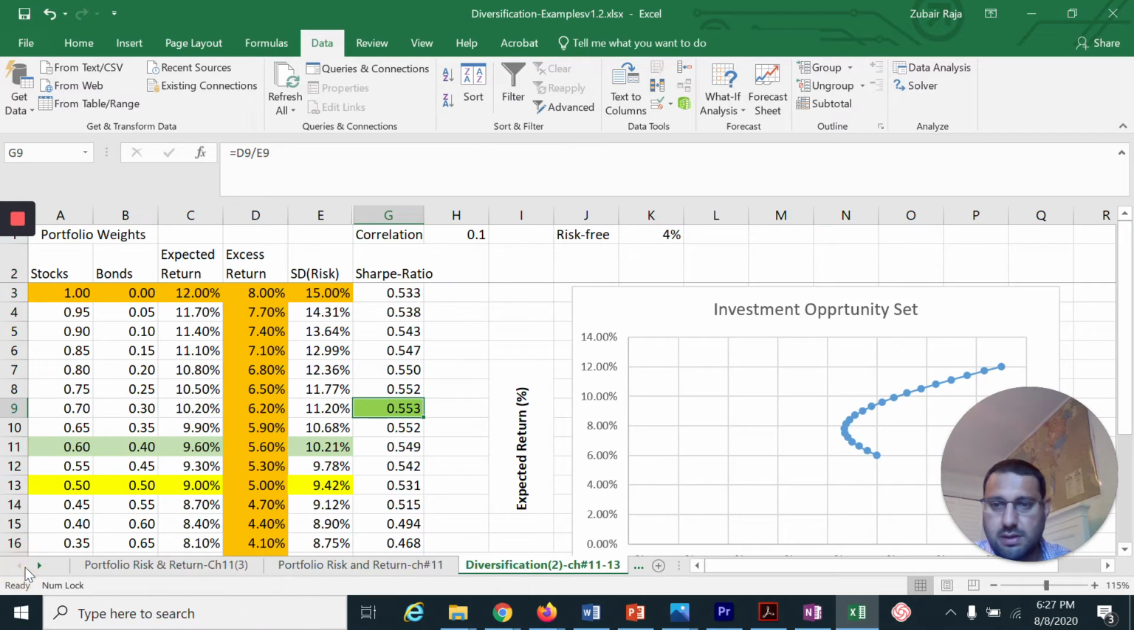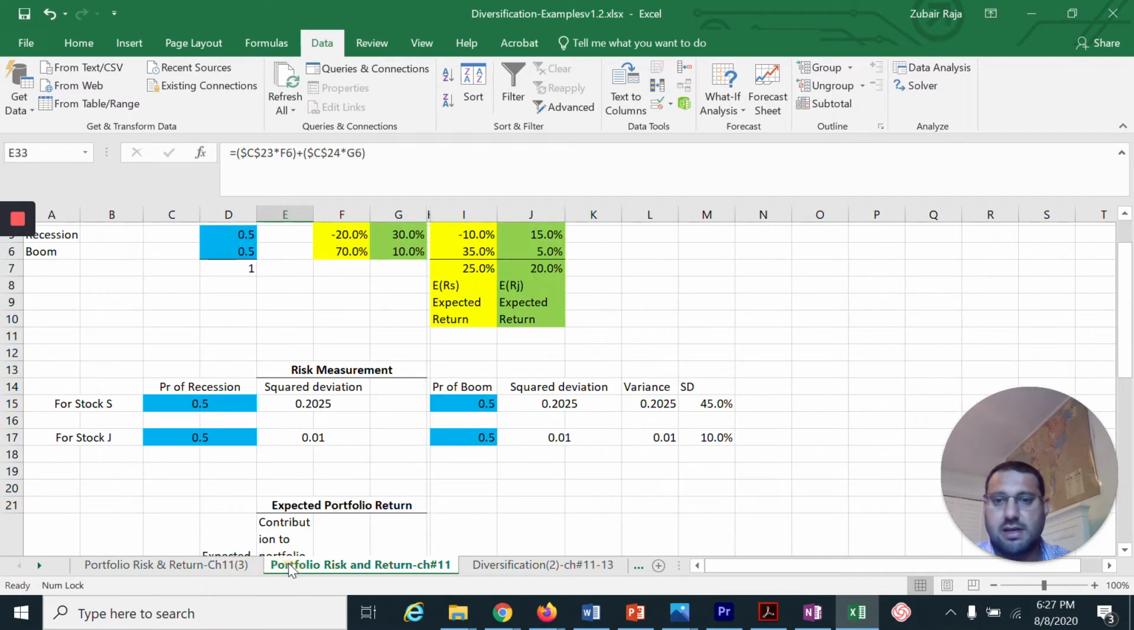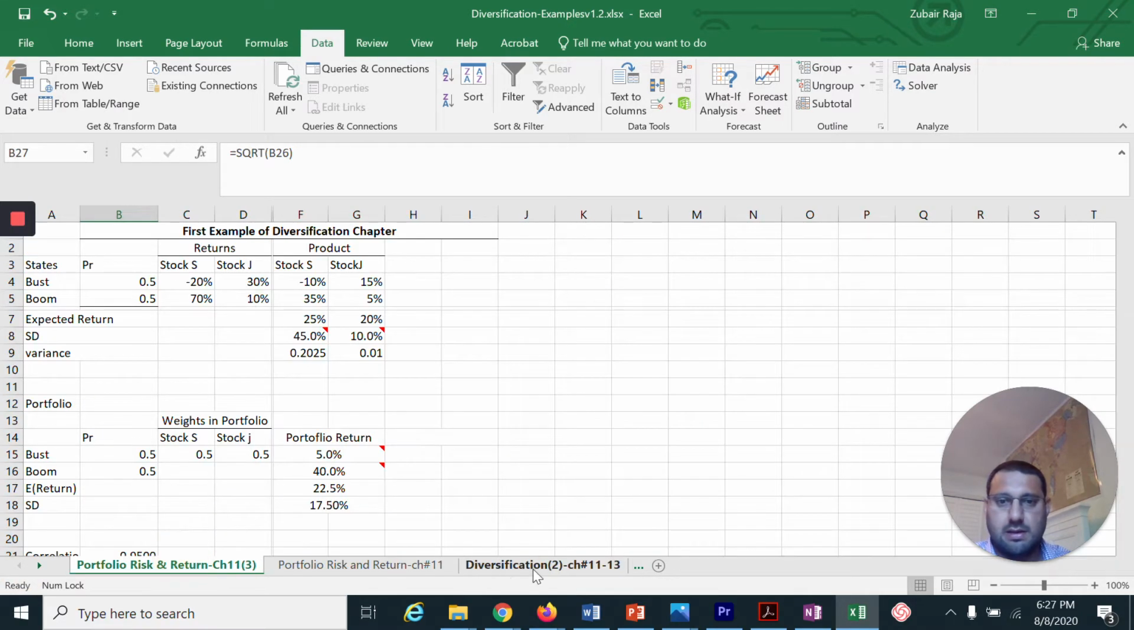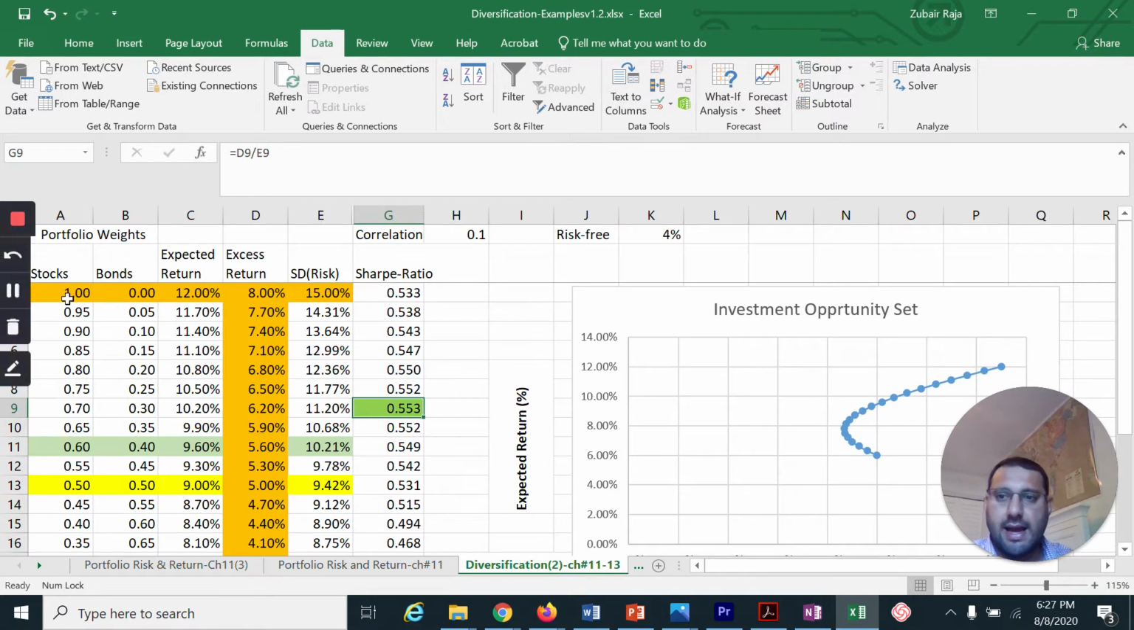Sorry, yes, this is the Excel file. Sorry, this one. And if you see, I simply kept changing the weights by 5%. So over here, I'm considering that everything is invested in the stock and nothing is invested in the bond fund. And then I reduced the weight by 5% in the stock and gave it to the bond fund. Obviously, whatever is not invested in the stock is invested in the bond.